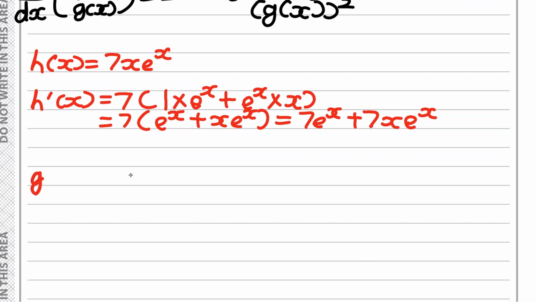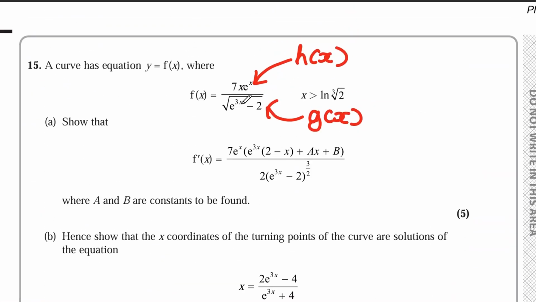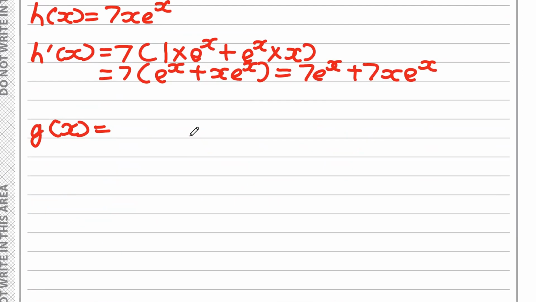So therefore g of x is going to be the denominator, which is this root e to the power of 3x minus 2. Now remember, when you have a root, you can write this as a power of a half, and when we're differentiating, this is a bit easier. So we're going to say g of x is equal to e to the power of 3x minus 2, to the power of a half.